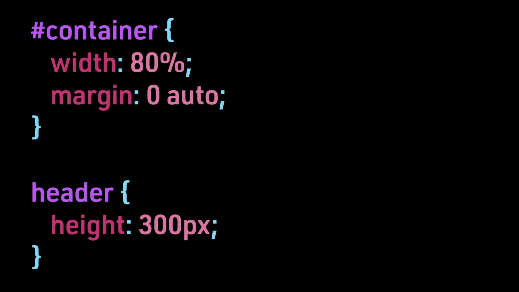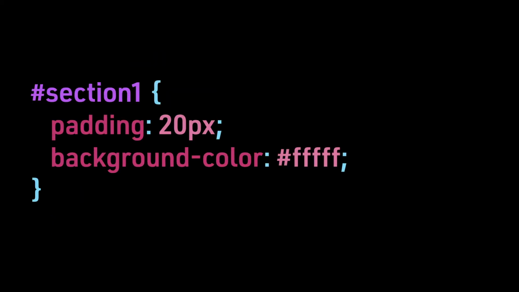Our container that has our content is set to 80% the browser width and is centered. By setting the height to 300 pixels, it allows the first section to overlap. Finally, our first section will also have a background color that is white to separate it from the background. By adding the padding, it gives us some space between the edges and the text in the section that overlaps.